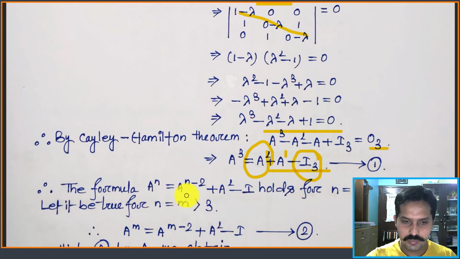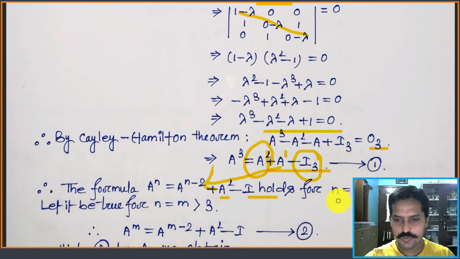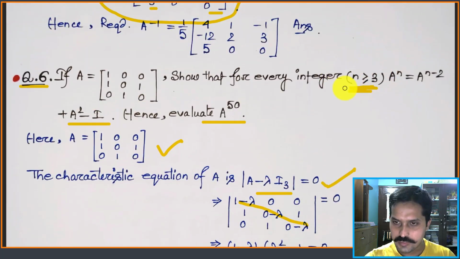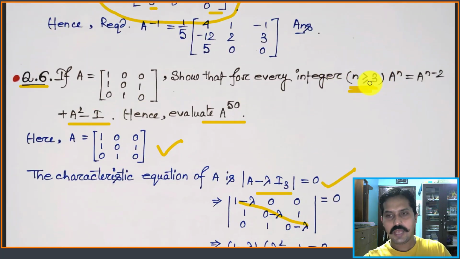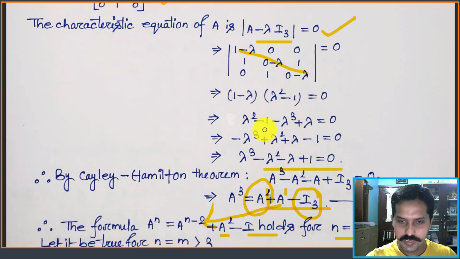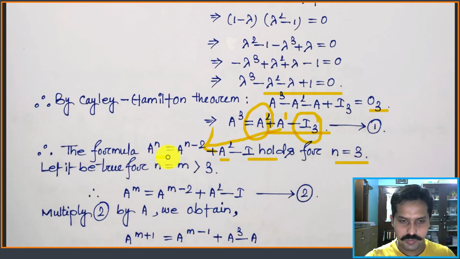So the formula A to the power n equals A to the power n minus 2, where A to the power n minus 2 means this term here, then A square, this, and minus I, holds for n equals 3, right? Means if we take n equals 3, the result is true. Also it is given the result is true for n equal to 3 and more than 3. So we see that the result is true for n equals 3.